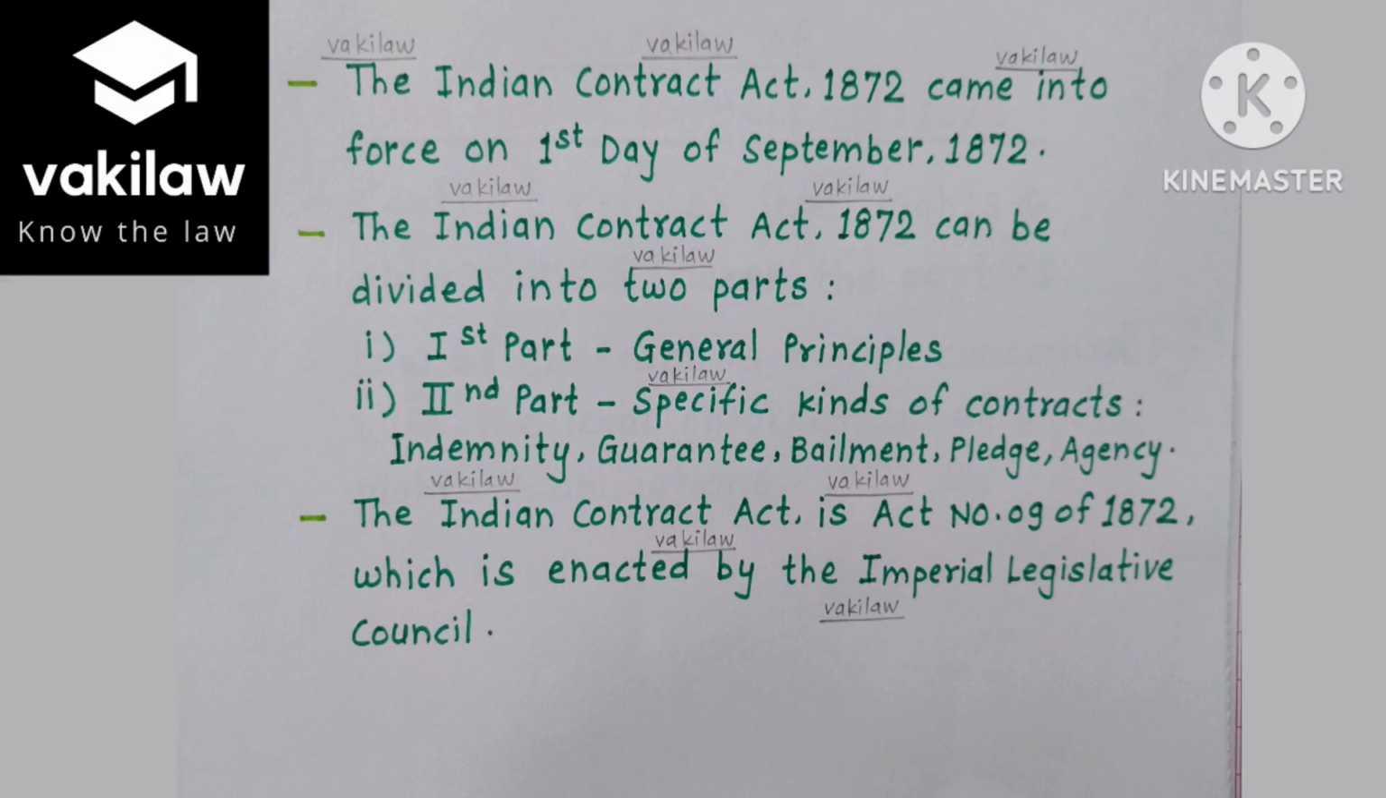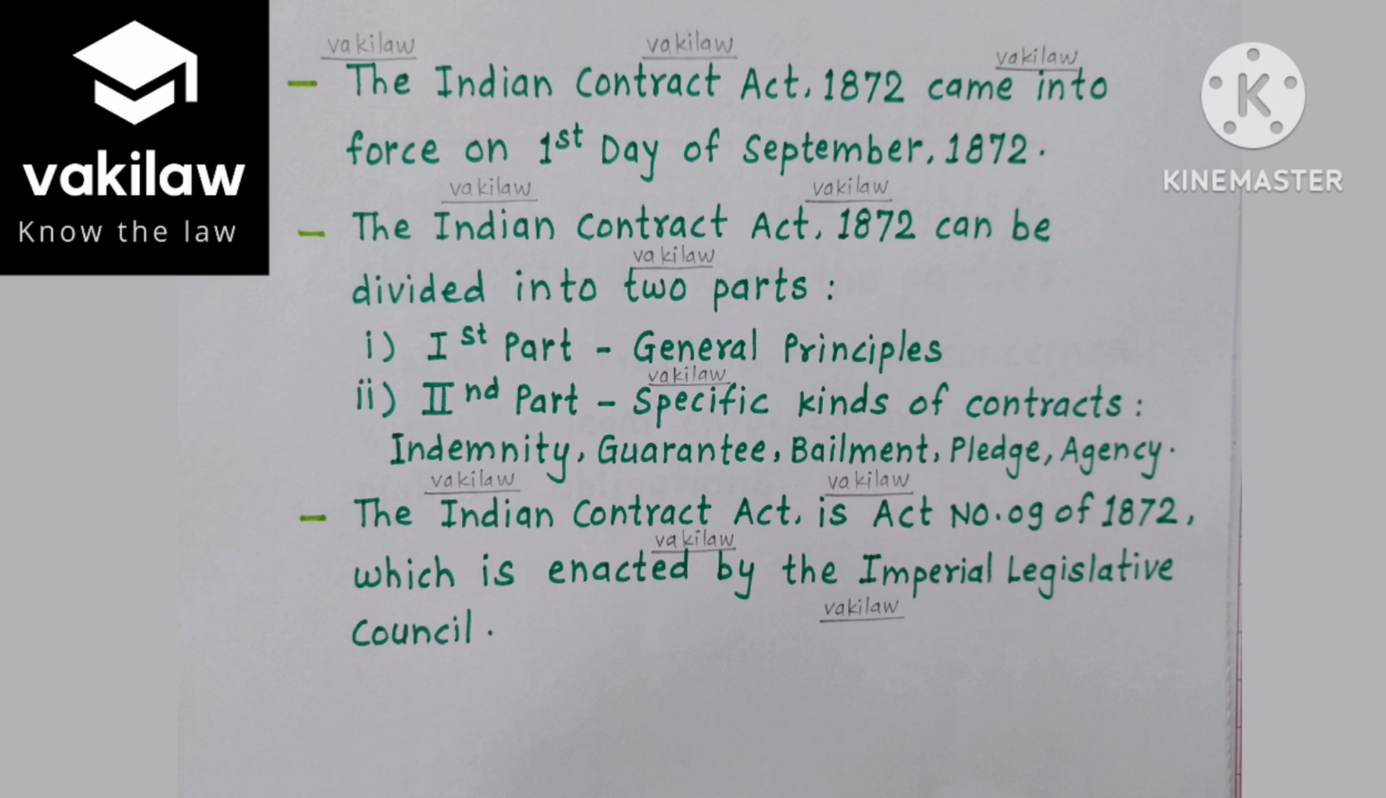So the Indian Contract Act came into force on the 1st of September in 1872. The main feature of the Indian Contract Act is that it deals with the general principles governing contracts. The Indian Contract Act is basically formulated in two parts. The first part deals with the general principles, and the second part deals with specific kinds of contracts. Such contracts can be contracts of indemnity, guarantee, bailment, pledge and agency.